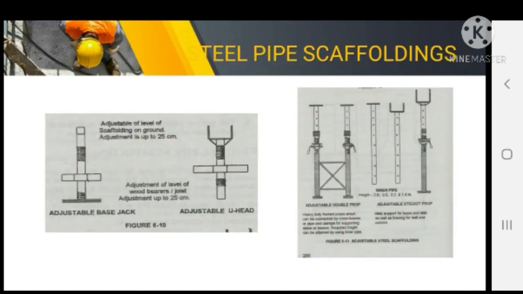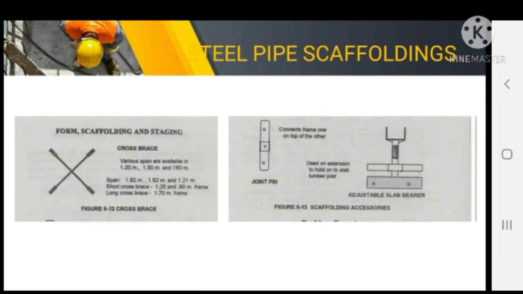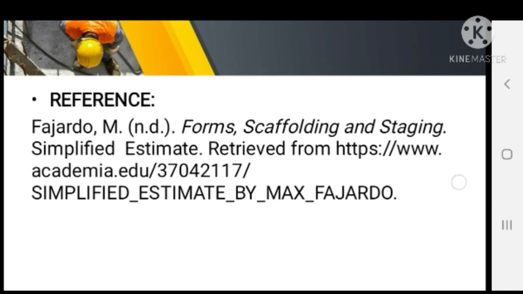For the steel pipe scaffoldings, we have the adjustable base jack, adjustable U-head, the adjustable double prop, the adjustable straight prop, and the inner pipe, which will be inserted at the top. Then we also have cross braces, which are used in the columns, a joint pin, and the adjustable slab barrier. And that would be all.